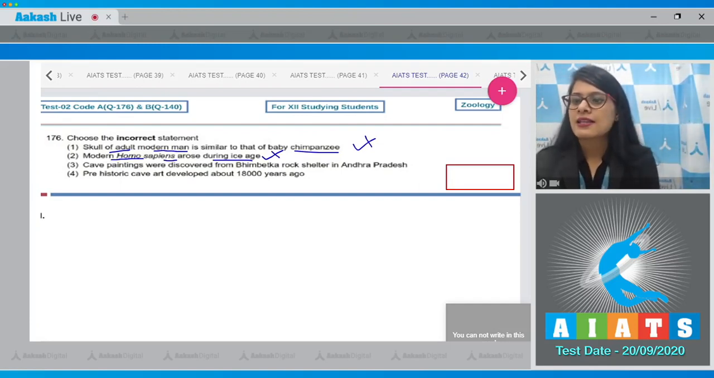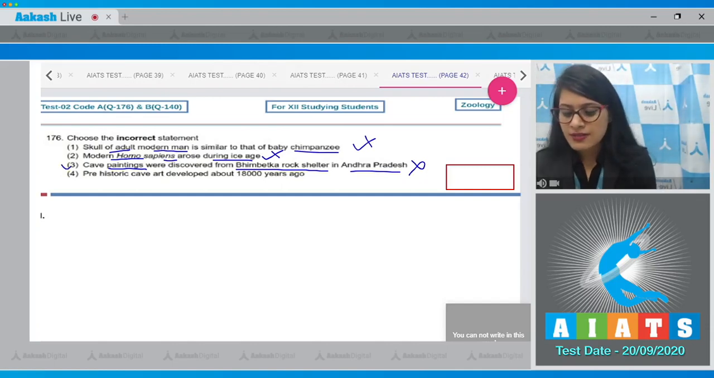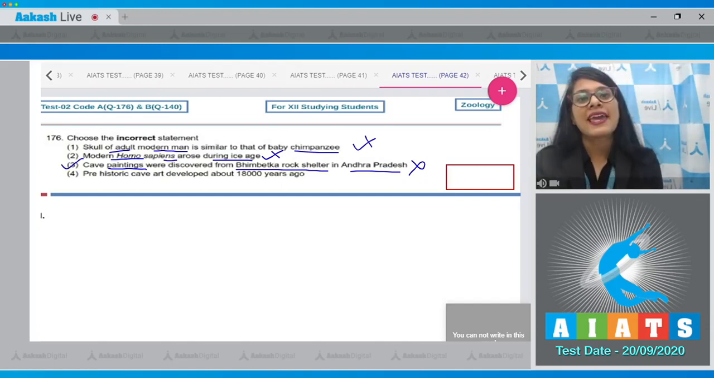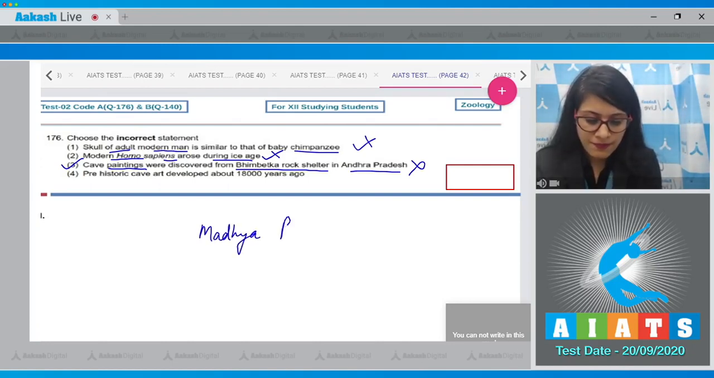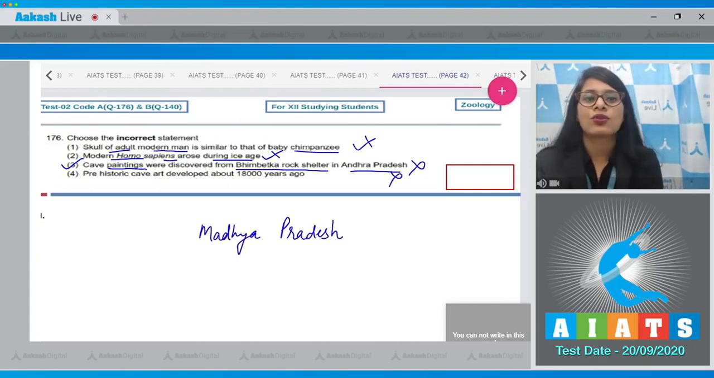The next statement is, cave paintings were discovered from Bhimbetkar rock shelter in Andhra Pradesh. And as it is an incorrect statement, so this is a correct answer to our question. Because cave paintings by prehistoric humans can be seen at Bhimbetkar rock shelter in Raisen district of Madhya Pradesh, and not in Andhra Pradesh.